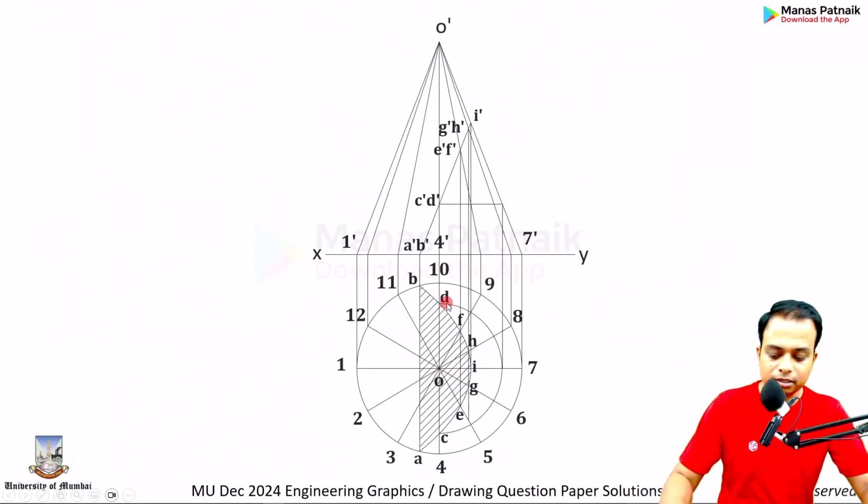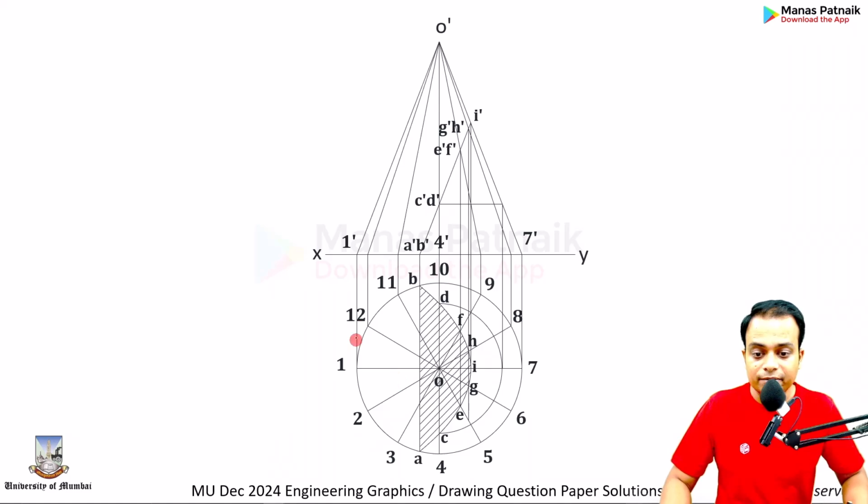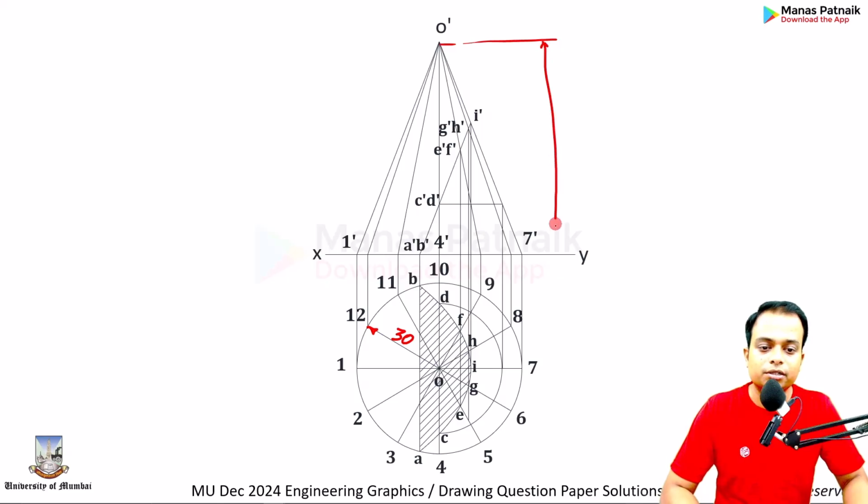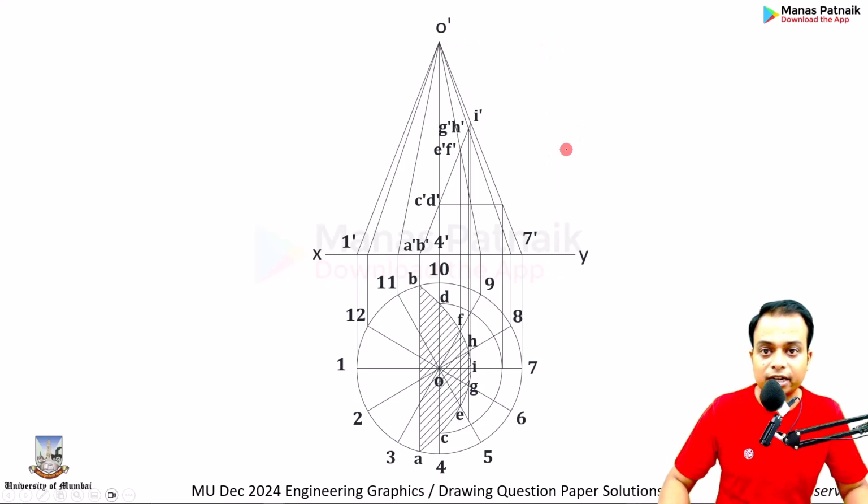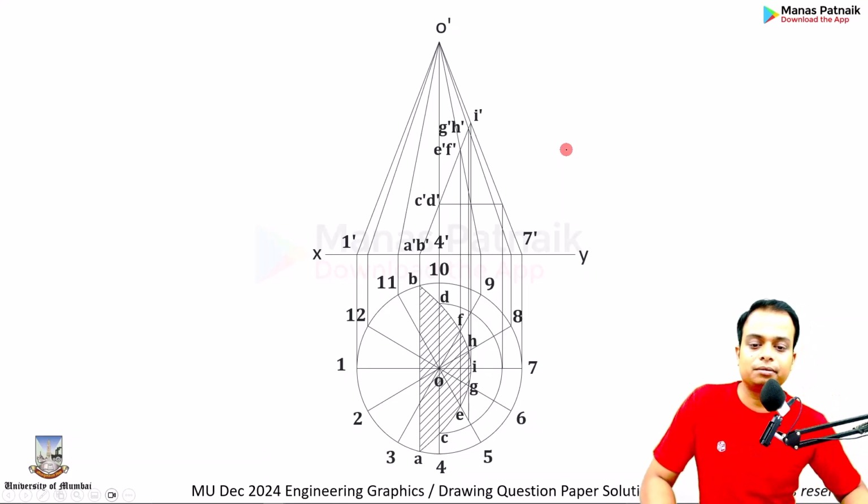As far as the true shape is concerned, I have not done any dimensions. By the way, you should write the dimensions. You should write the radius over here. How much is it? It is 30 if I'm not wrong. This over here, please do the dimensions. I'm leaving that for you. Otherwise marks might be deducted in the examination.